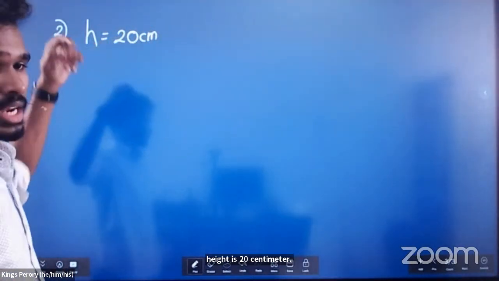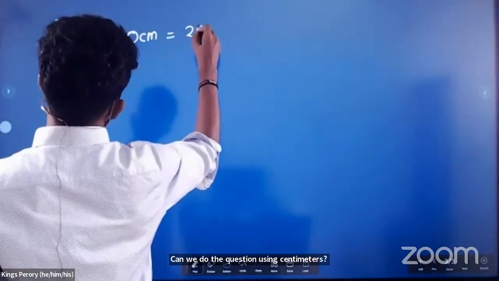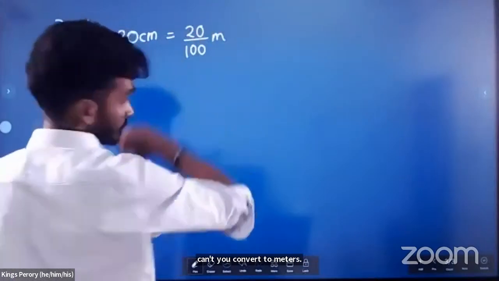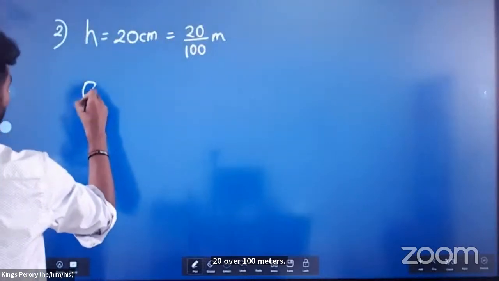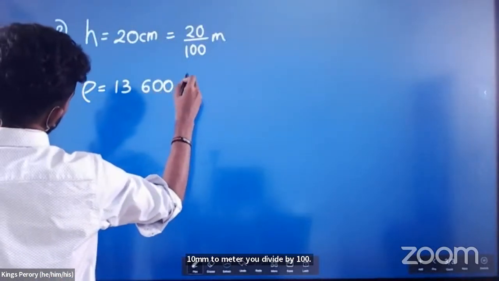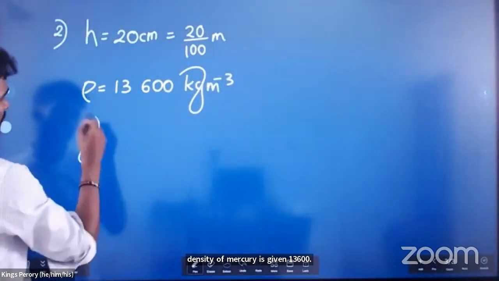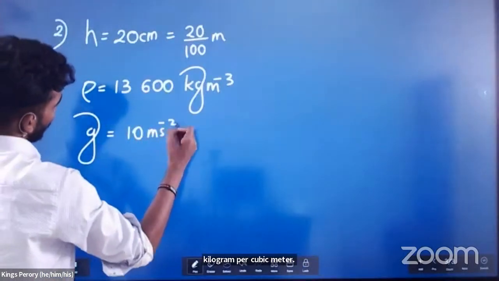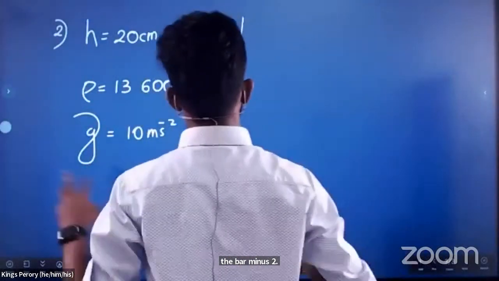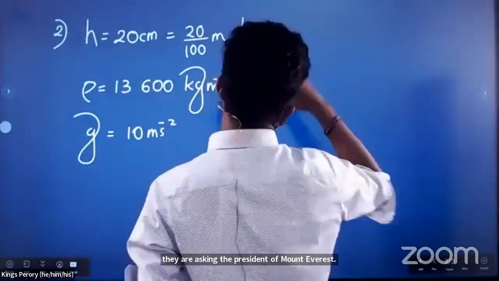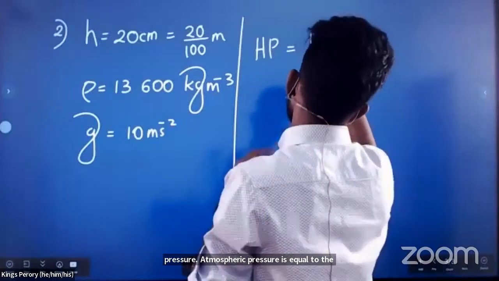Height is 20 centimeters. Can we do the question using centimeters? Can't, sir. To convert to meters, 20 over 100 meters. Centimeter to meter, you divide by 100. Density of mercury is given, 13,600 kilogram per cubic meter. Gravitational acceleration 10 m s to the power minus 2. They are asking the pressure on top of Mount Everest. Apply the equation. We can't directly find atmospheric pressure. Atmospheric pressure is equal to the hydrostatic pressure there. Hydrostatic pressure is H rho G.